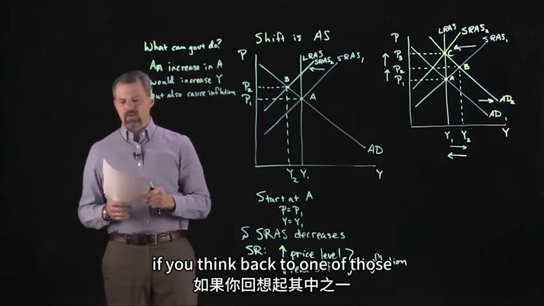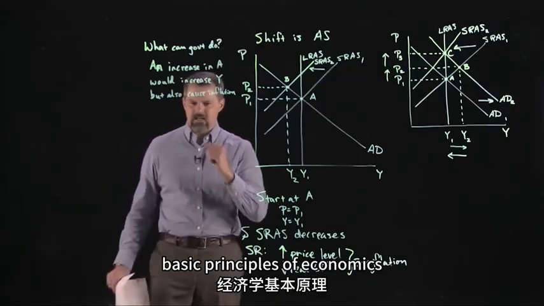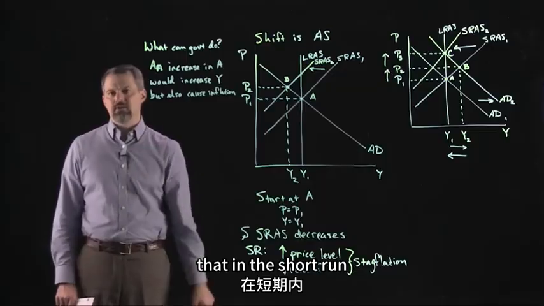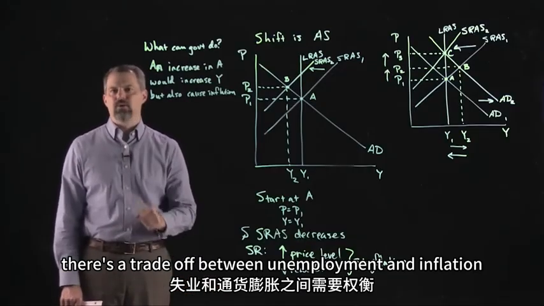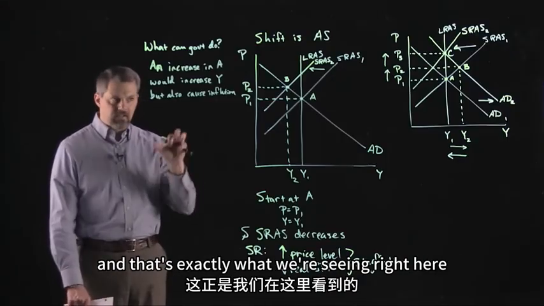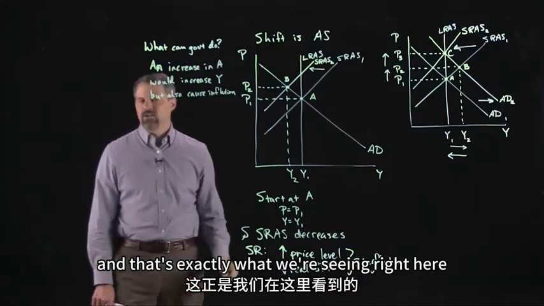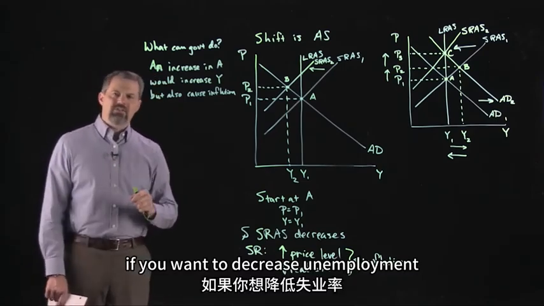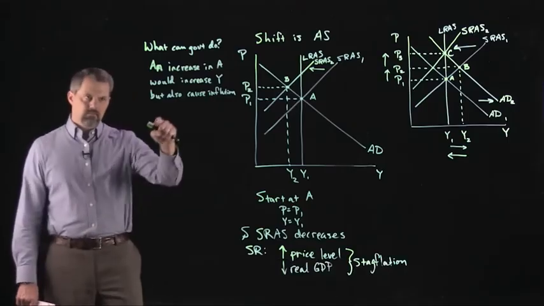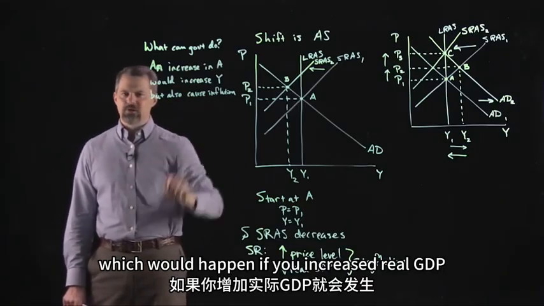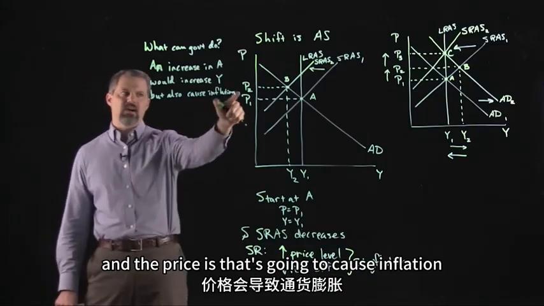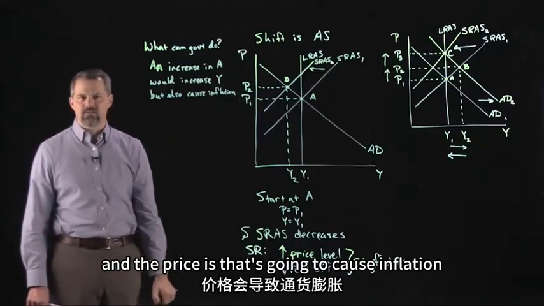If you think back to one of those basic principles of economics, you'll remember that one of them was that in the short run there's a trade-off between unemployment and inflation. And that's exactly what we're seeing right here. You can't fix both of those. If you want to decrease unemployment, which would happen if you increased real GDP, it comes at a price, and the price is that it's going to cause inflation.